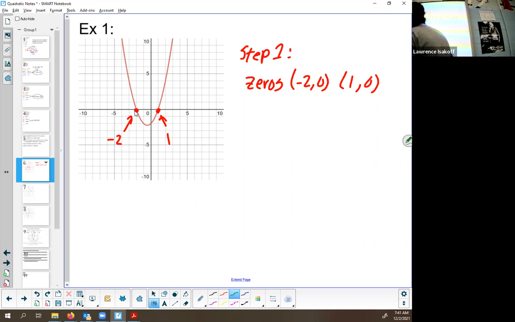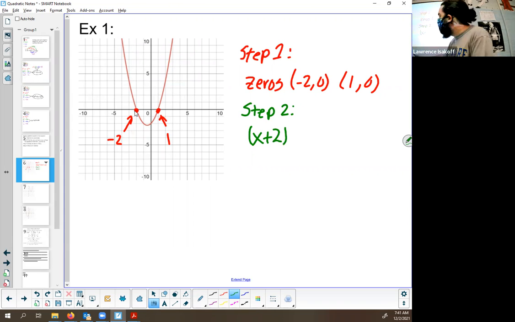Now what I want to do is rewrite them as factors. So if something is a minus, I'm going to put it as an x plus. If something is a positive, I'm going to write it as an x minus. So my first zero was -2. So that turns into x plus 2. My other zero is just a +1. So that turns into x minus 1. Everybody get what you just did?